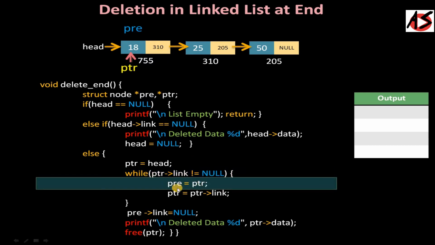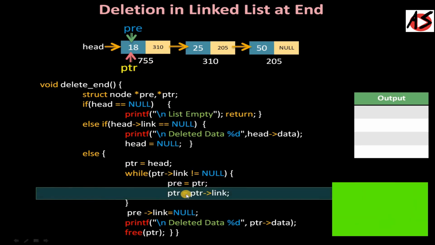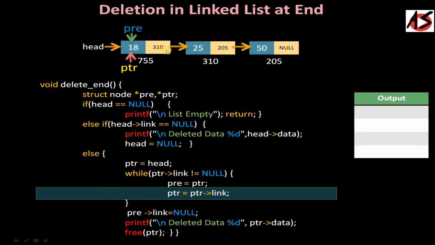Here we see previous node pointer is equal to PTR. So here we'll set the previous pointer to the PTR node. So now you can see your head, PTR and previous pointer all are pointing to the first node and its address is 755. Now you are executing this instruction, that is pointer is equal to pointer link. So here pointer link is 310. Our pointer is shifted to 310.